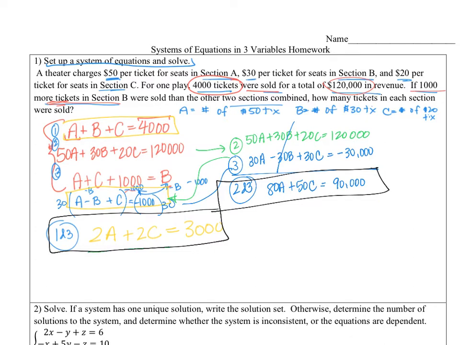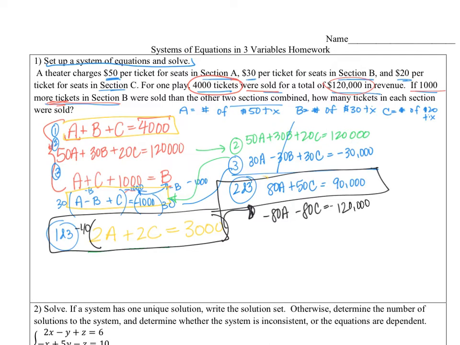So I'm going to multiply, see the easiest number here, to get rid of the a's. Let's do that. I'm going to multiply equation 1, 3 by negative 40. I'll write it right below equation 2, 3. So I'm going to get negative 80a minus 80c equals negative 120,000.